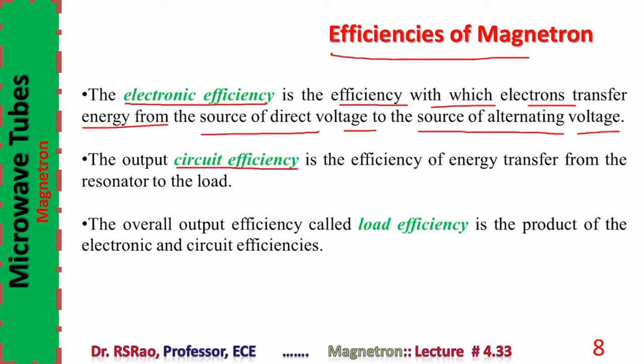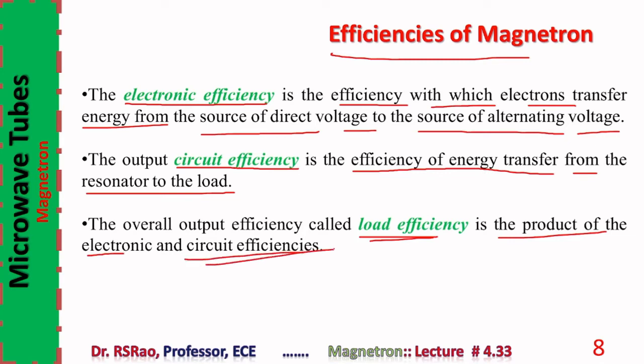Circuit efficiency is also there. It is the efficiency of energy transfer from the resonator to the load. Another efficiency also used in the analysis of magnetrons is load efficiency. It is the product of electronic and circuit efficiencies. Electronic efficiency, circuit efficiency, load efficiency. These are the terms we encounter frequently in the study of magnetrons.